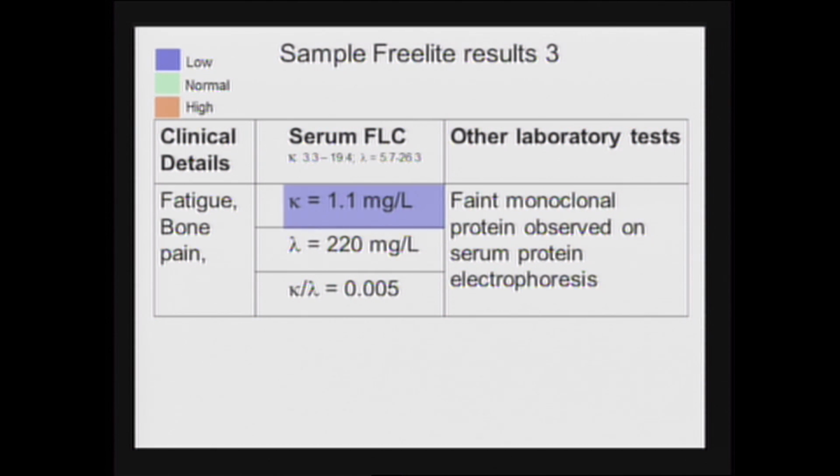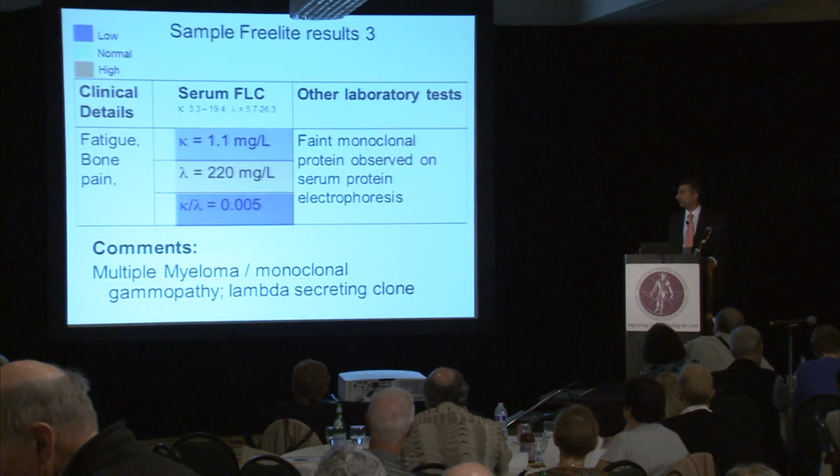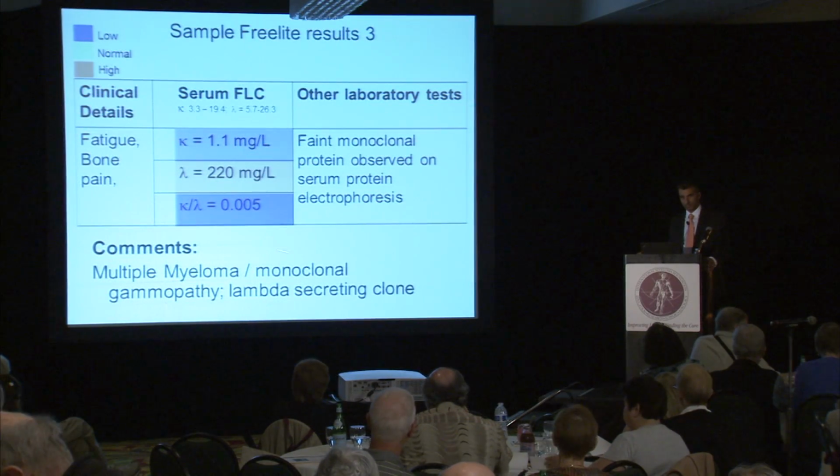Next one. So lambda is right, and the ratio is low. Good. And so they saw a very faint monoclonal protein on the serum protein electrophoresis. So the free light chain kind of helped in diagnosis of this one as a lambda secreting clone.